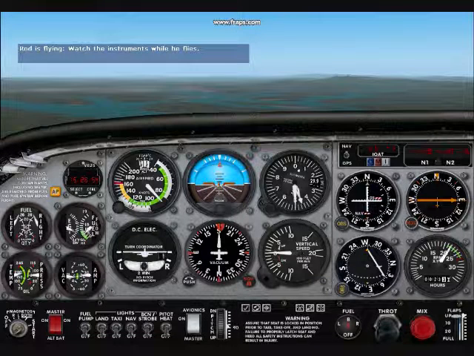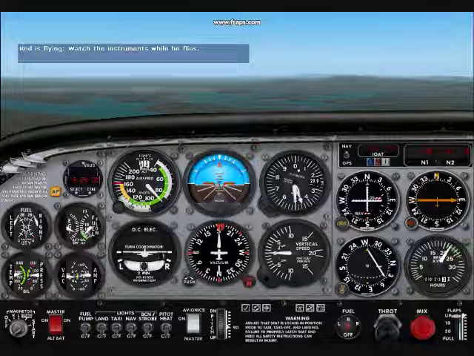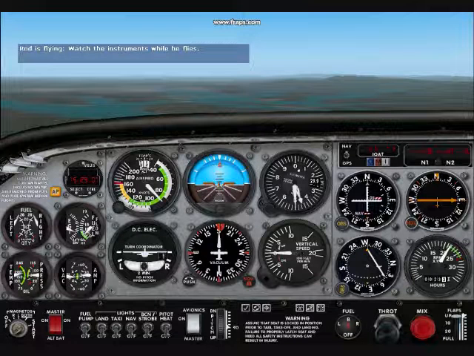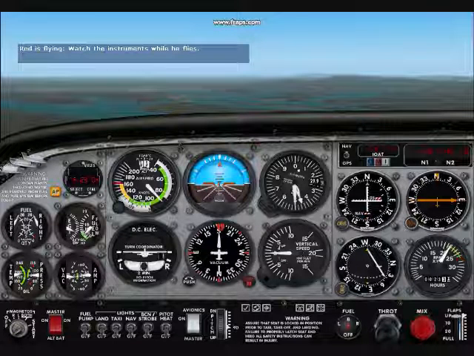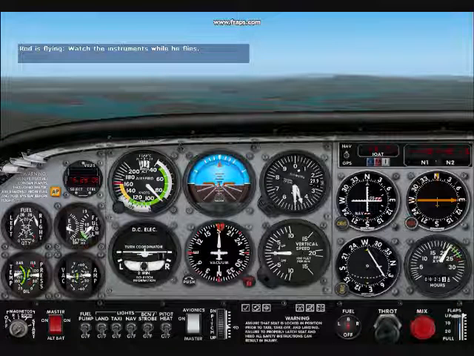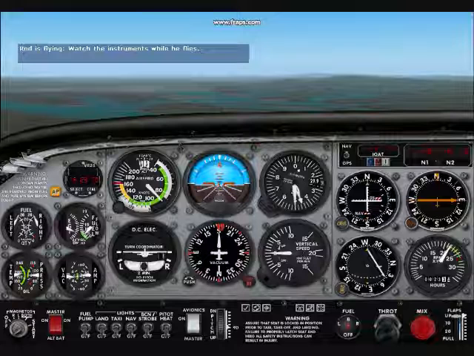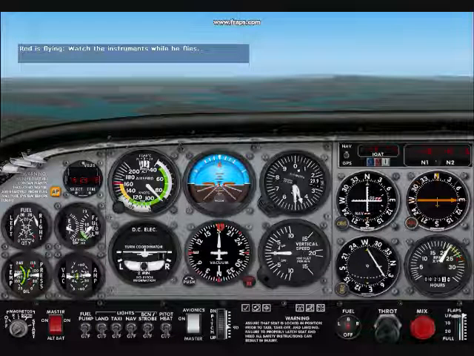In this simulator, the word stall also appears. When the wing reaches the critical angle of attack, the wing can no longer generate lift and the nose of the airplane drops. This is the stall. When the wing is stalled, it's not flying, it's dropping. Remember, the stall is a function of angle of attack, not airspeed. Your airplane can stall at any airspeed if it exceeds the critical angle of attack.